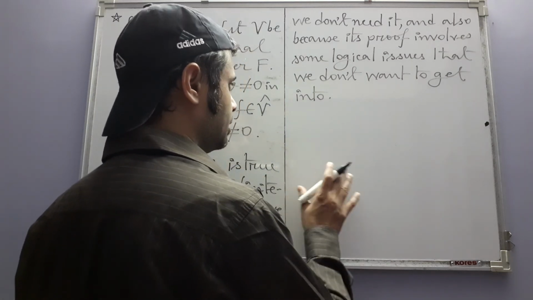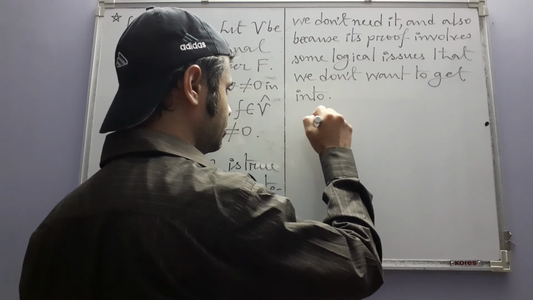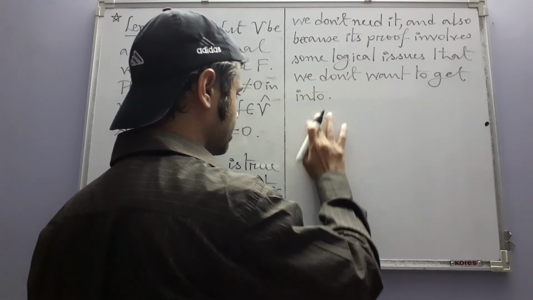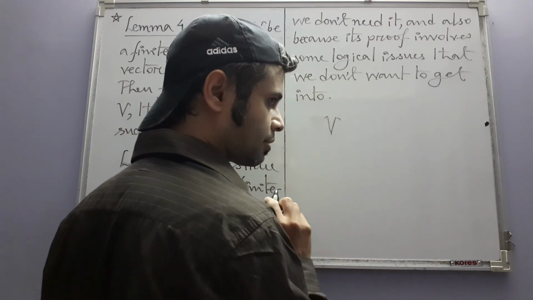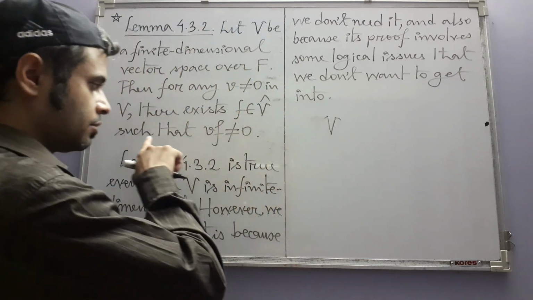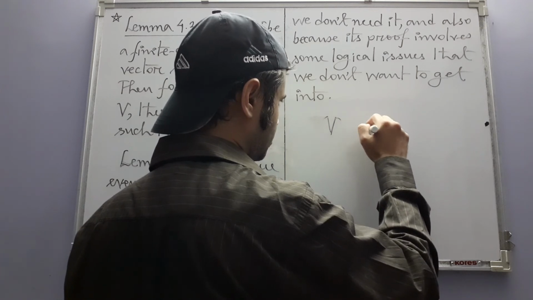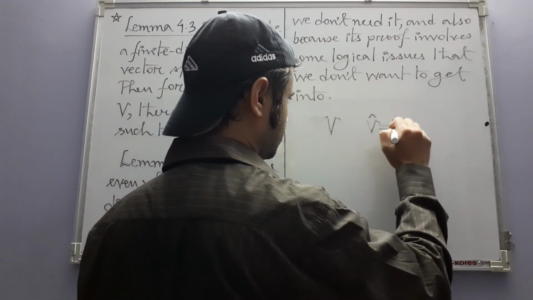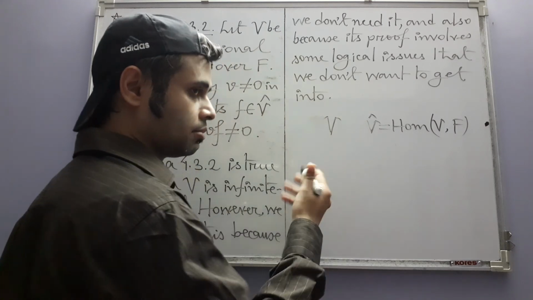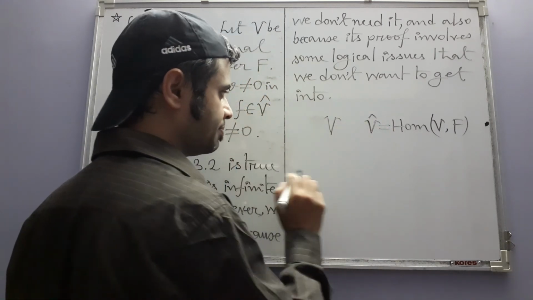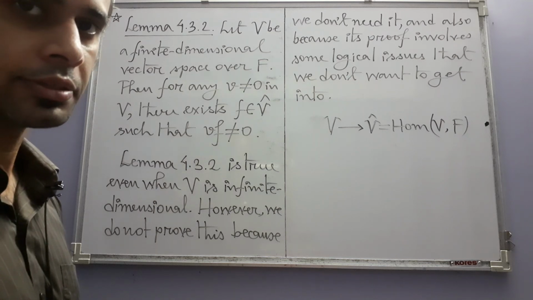You see, if you can recall, in the previous video we said something like this: if V is a finite dimensional vector space, then by theorem 4.3.1 or one of its corollaries, V and V hat have the same dimension, and having the same dimension, there is a homomorphism of V onto V hat, so that they are isomorphic.